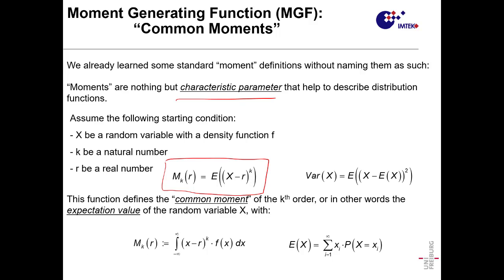But this function is just the expected value of the random variable x minus some parameter r, and everything to the power of some parameter k. And depending on what r and k take, it will define your moment. Okay? That's it. So, for example, you could already imagine how the variance is defined and how r and k look when you define the variance, okay? But we're going to go through this easily now.